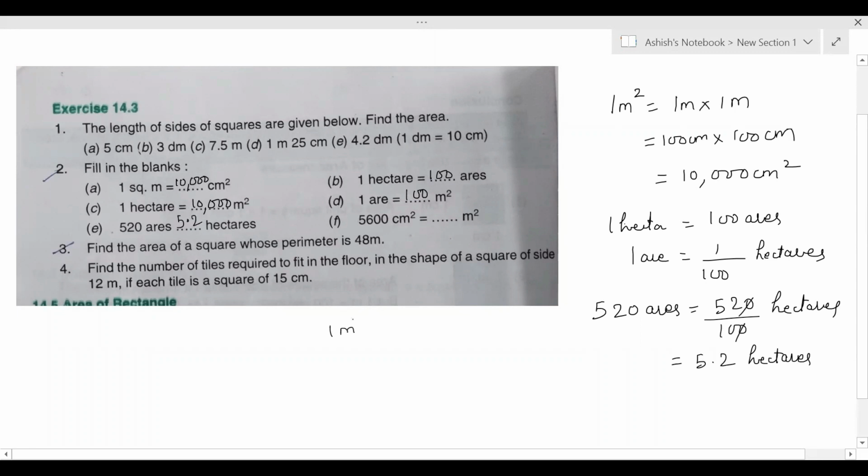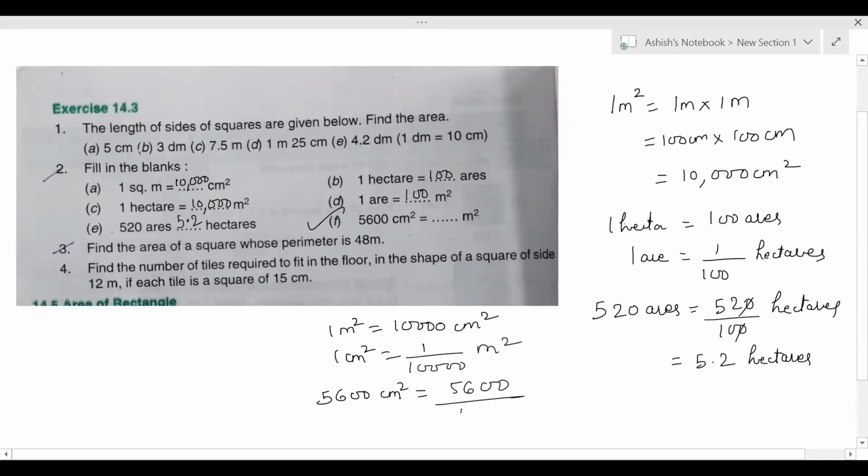Again, we know that 1 meter square is equals to 10,000 centimeters square, and 1 centimeter square equals to 1 by 10,000 meters square. Similarly, in F part, we are having 5,600 centimeters square need to be converted to meter square. We need to divide 5,600 with 10,000. So on dividing with 10,000, 20 will get cancelled, and 20 will bring two place of decimal. This will be 0.56 meters square. So we will write down 0.56 meters square is the answer.